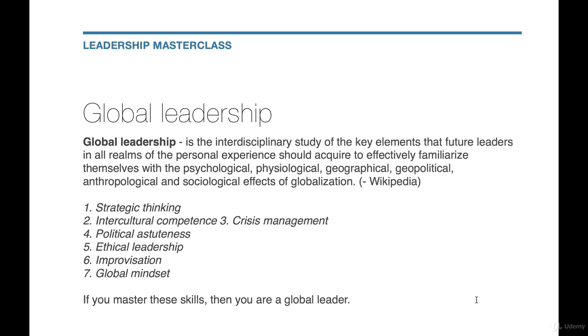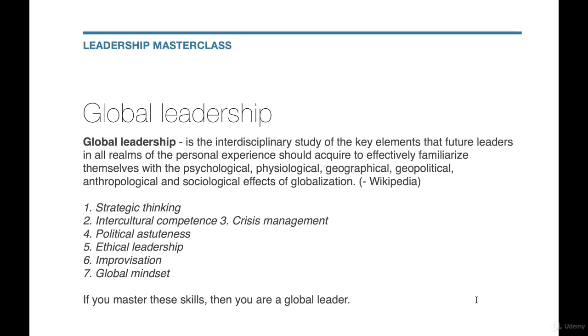First of all, before we talk about these skills, let me give you a definition of global leadership. So global leadership is the interdisciplinary study of the key elements that future leaders in all realms of the personal experience should acquire to effectively familiarize themselves with the psychological, physiological, geographical, geopolitical, anthropological, and sociological effects of globalization.